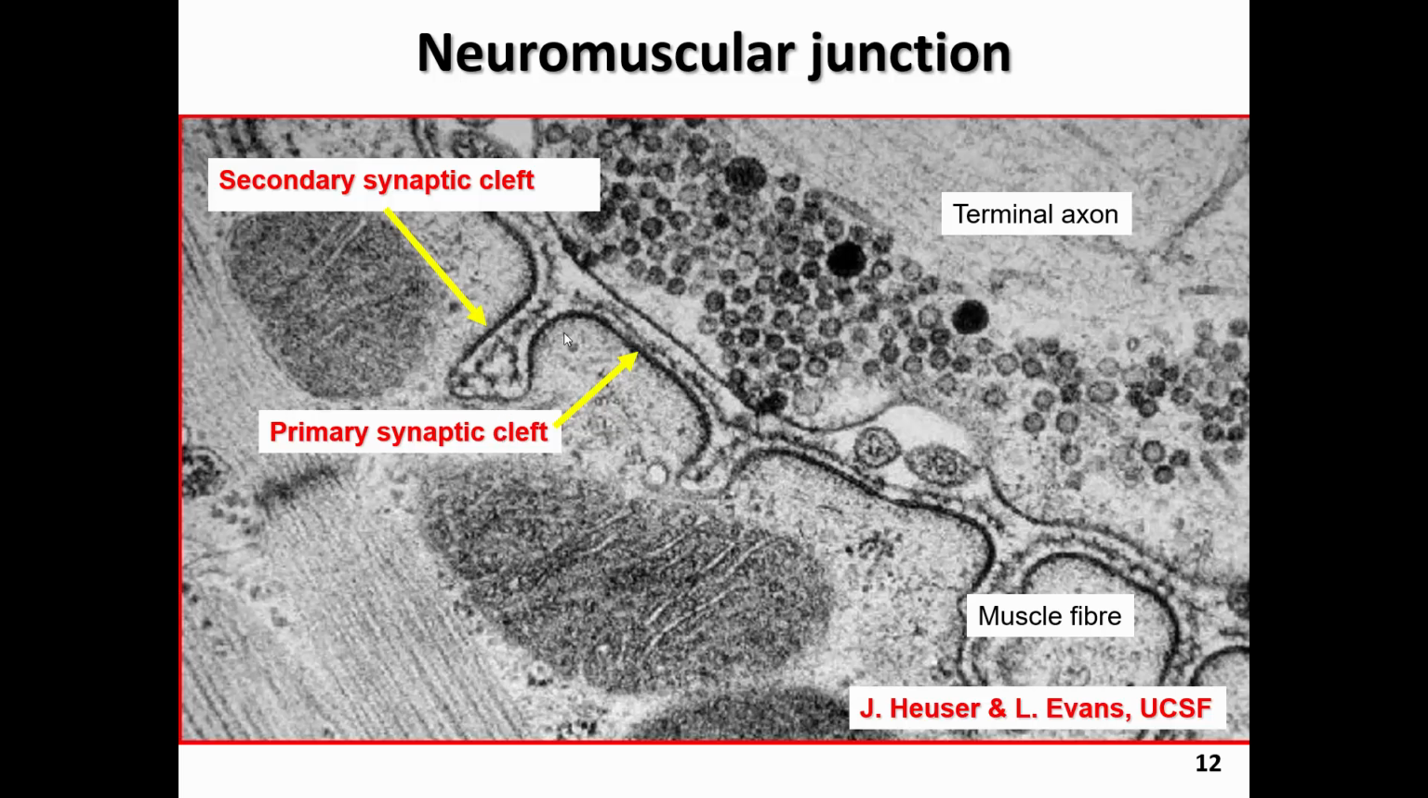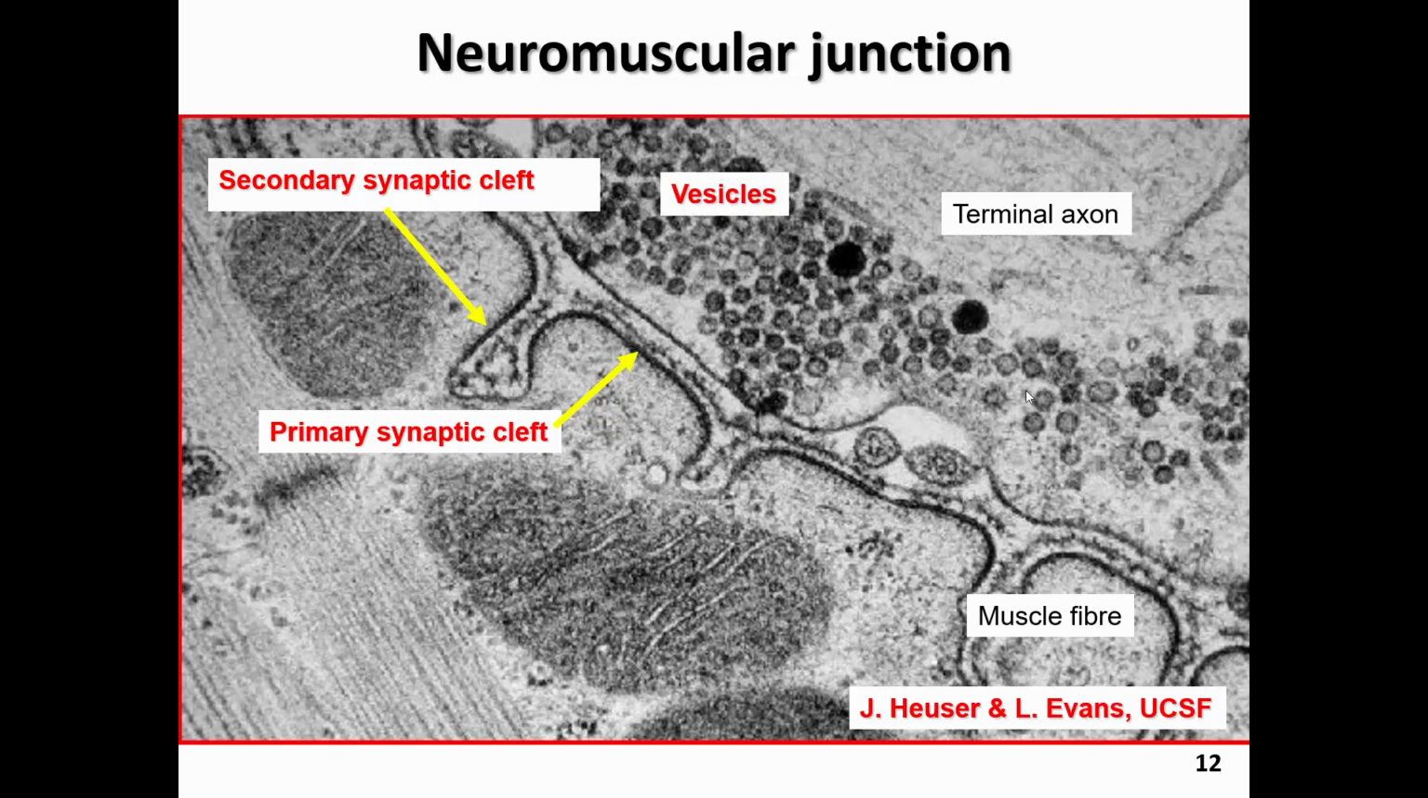And the muscle cell membrane, this is a skeletal muscle cell. What you see here is a folding of the muscle cell membrane forming these invaginations, and the distance between the terminal axon and the membrane inside the folds is called the secondary synaptic cleft.